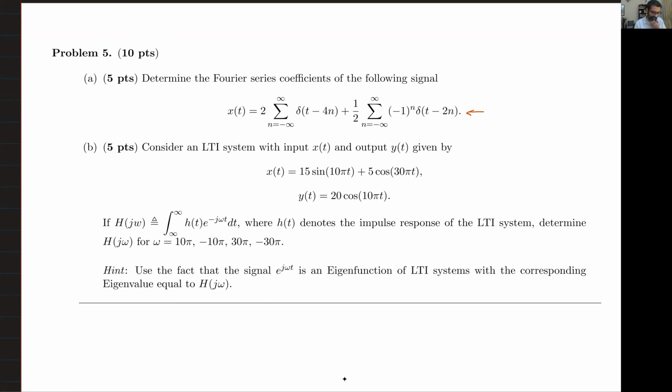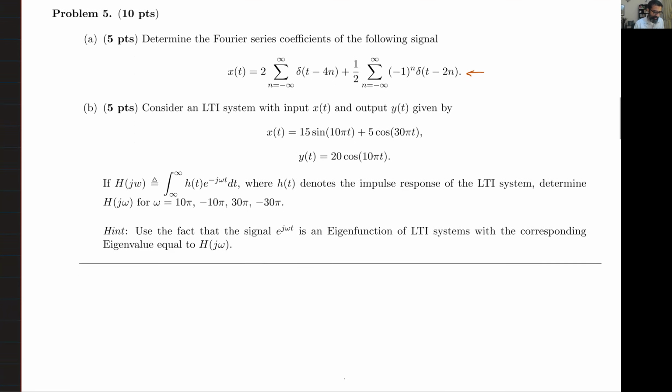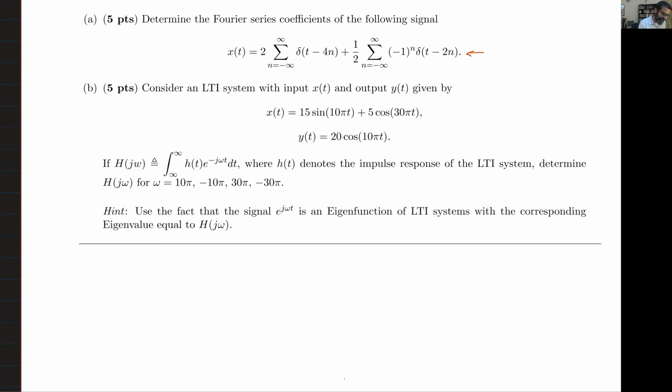How do I go about this? Apply the definition, right? Before I apply the definition, I need to know what the period for this is going to be, right? So let's try to sketch this out first, right? If I have these two terms here, let's say this is term A, and let's say this is term B, right? And let's sketch term A and term B.